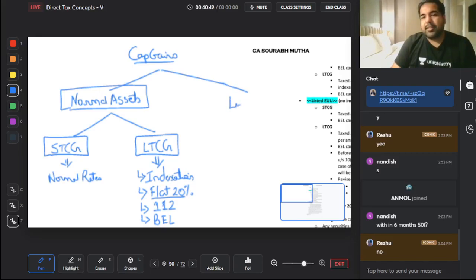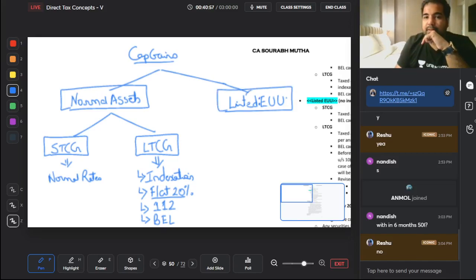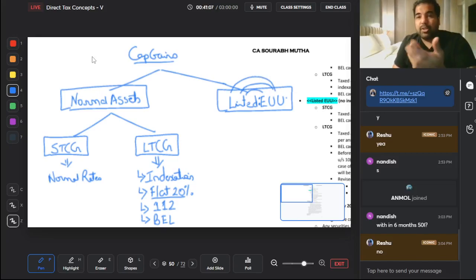And next is listed UU. I told you this definition of listed UU is very important. I'll repeat what is listed UU. Listed UU means listed equity shares, listed units of equity oriented mutual fund, and listed units of a business trust. The last one is not for your exam right now. First and second only, listed equity shares like Reliance shares and listed units of equity oriented mutual fund.